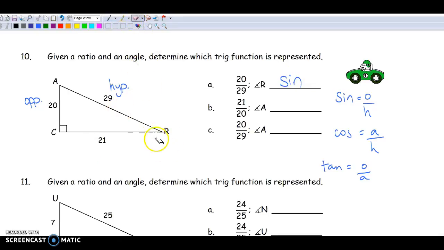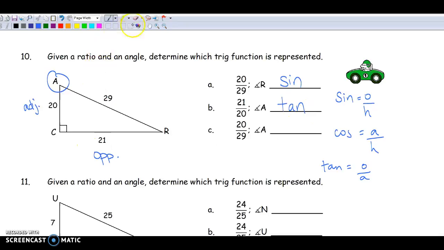Then we've got angle A. So I'm going to erase all of this stuff. Angle A is here, and we're given 21 over 20. Well, 21 is across from angle A. That's opposite. And then 20 is adjacent. It's next to angle A. It's not the hypotenuse, it's adjacent. So we've got opposite over adjacent. We look over here, opposite over adjacent is tangent. So we put tan on the line.